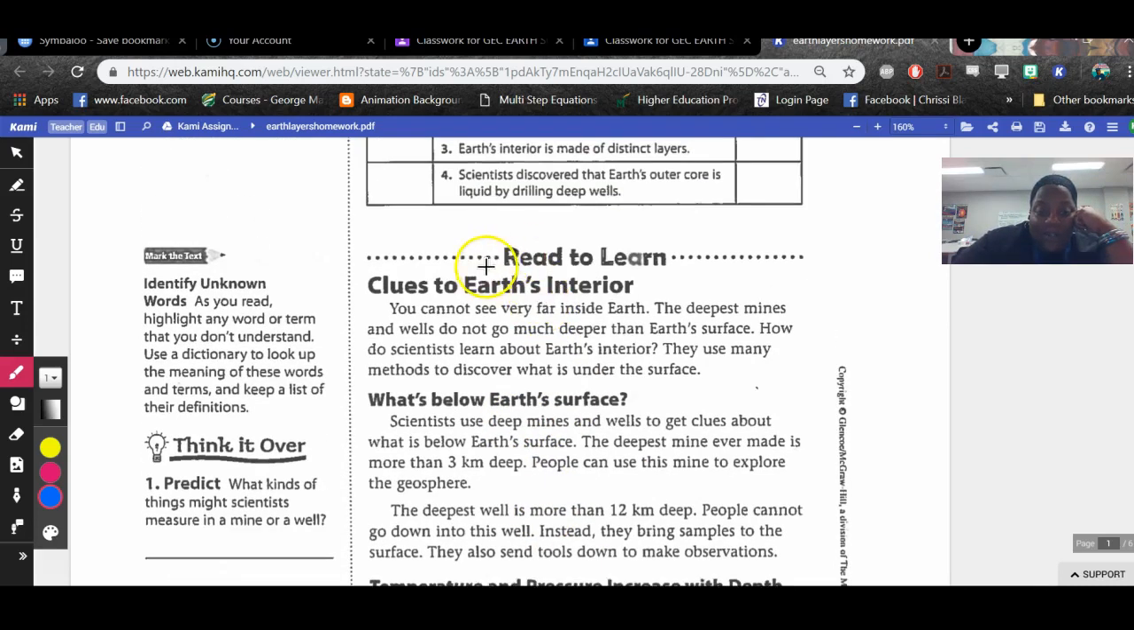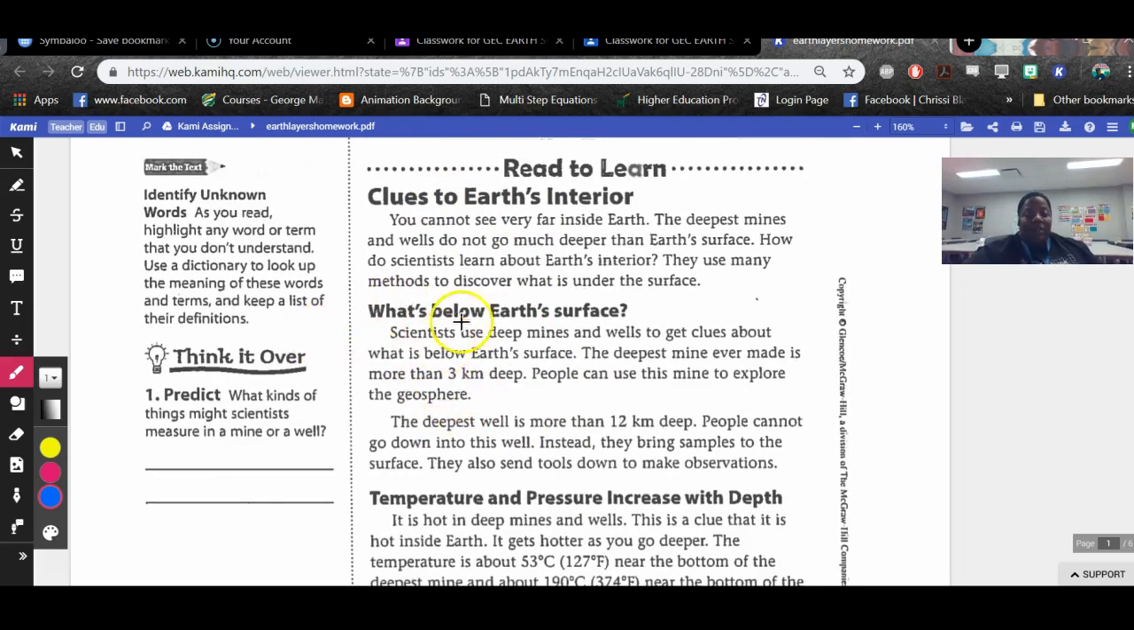So going from here, read to learn. Clues to Earth's interior. I'm going to read and then point out the questions as we go along, the questions that should be answered in your packet, which is this right here. All right, it says clues to Earth's interior. You cannot see very far inside Earth. The deepest mines and wells do not go much deeper than Earth's surface. How do scientists learn about Earth's interior? They use many methods to discover what is underneath the surface.